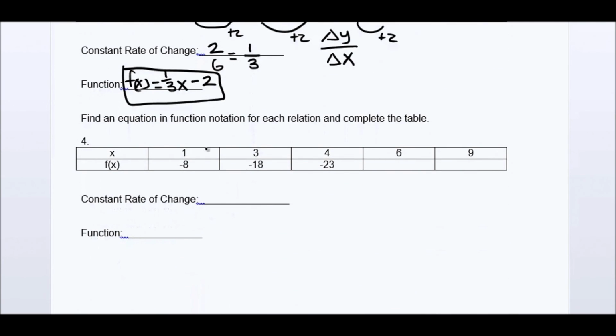Okay, so here what we're going to do is we're going to find our function, and then we're going to use our function to complete the table. Looks like we have 2 missing numbers in our table on the y section, or we also say f of x. Okay, so let's go ahead and start. We know our first step is the change in the y divided by the change in the x. Our first step is to find the rate of change.